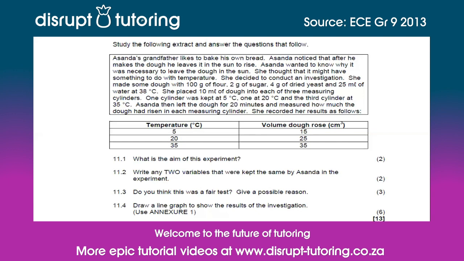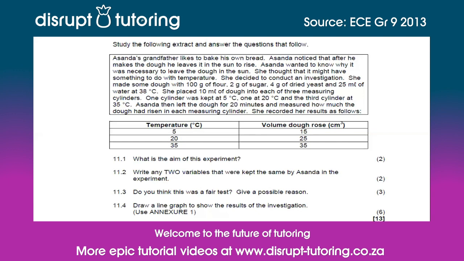But because we're helping each other along for this one, I'm going to just read it once, then we'll go into the questions. Okay? It reads, Asanda's grandfather likes to bake his own bread. Asanda noticed that after he makes the dough, he leaves it in the sun to rise. Asanda wanted to know why it was necessary to leave the dough in the sun. She thought that it might have something to do with temperature. She decided to conduct an investigation. She made some dough with 100 grams of flour, 2 grams of sugar, 4 grams of dried yeast, and 25 milliliters of water at 38 degrees Celsius.